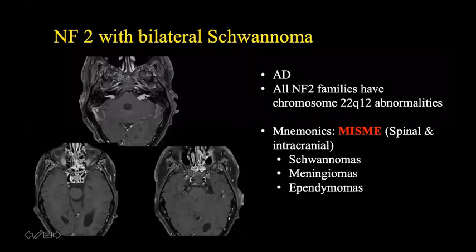So in this case, there are bilateral schwannomas, but maybe a little bit of a small meningioma here, but also there is enhancement of the trigeminal nerves, which could be related to additional schwannomas within the trigeminal nerves.